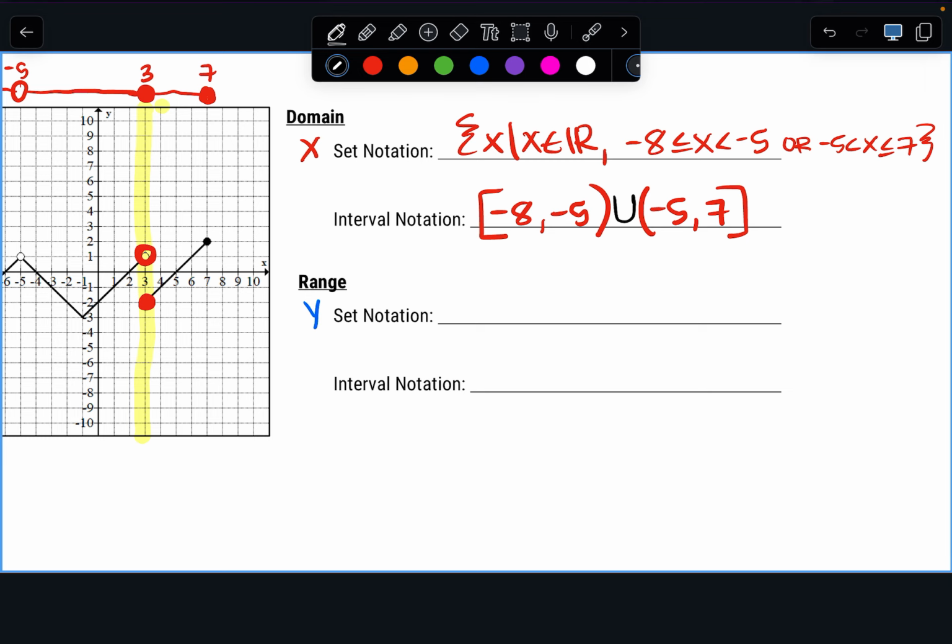Before I move on, any questions for the domain? I know this was the more challenging one of the bunch. Okay. It's always like that. For when you're writing it in between, yes.